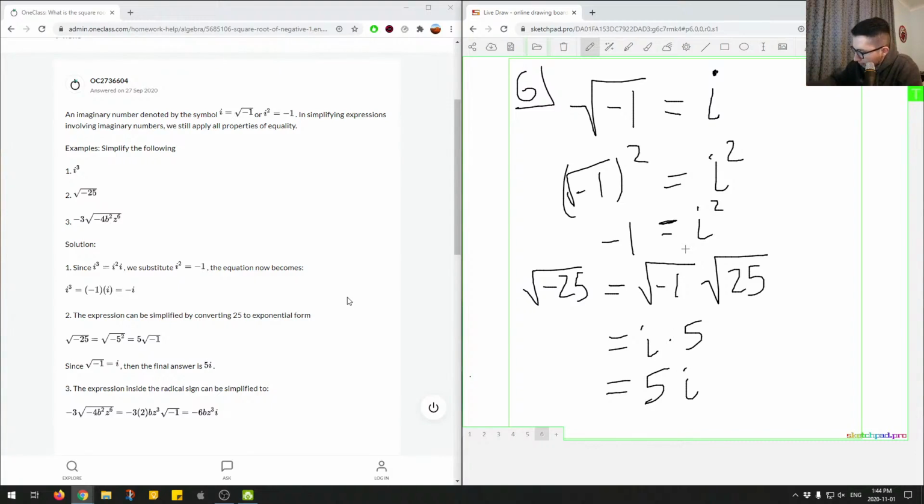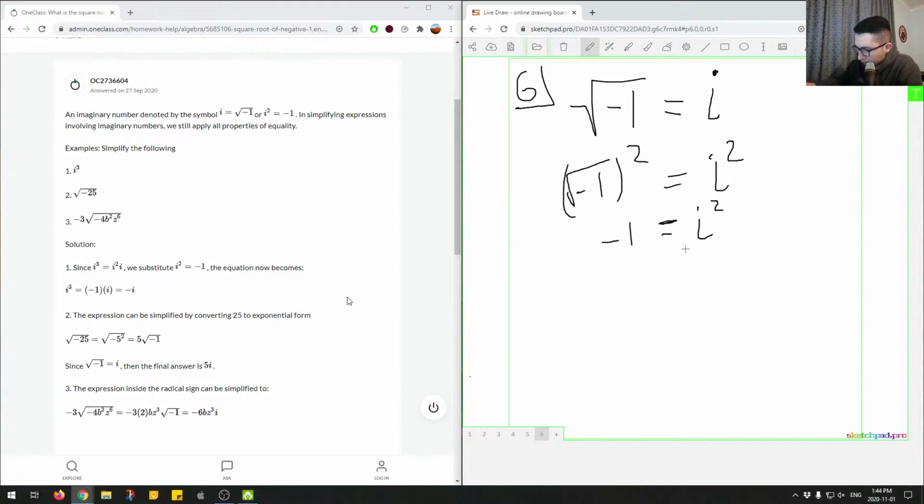And then finally, for the last example, so the last example over here is a little more complicated. So we're given -3 square root of -4 b squared z to the power of 6. Okay. So we'll do the same process. We want to split up the values underneath the square root and go from there.